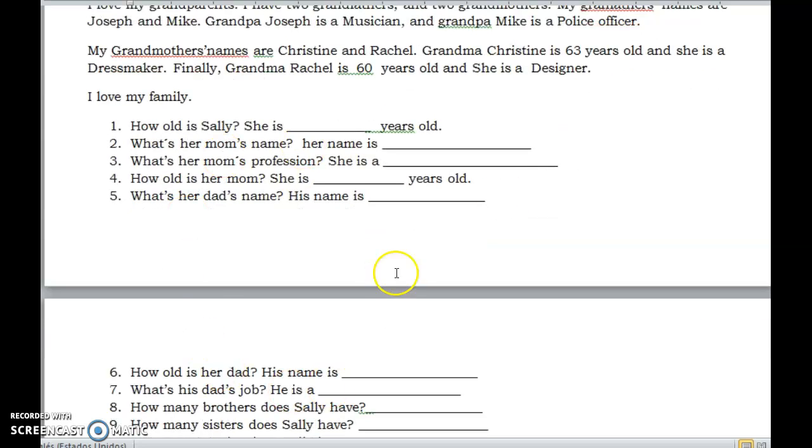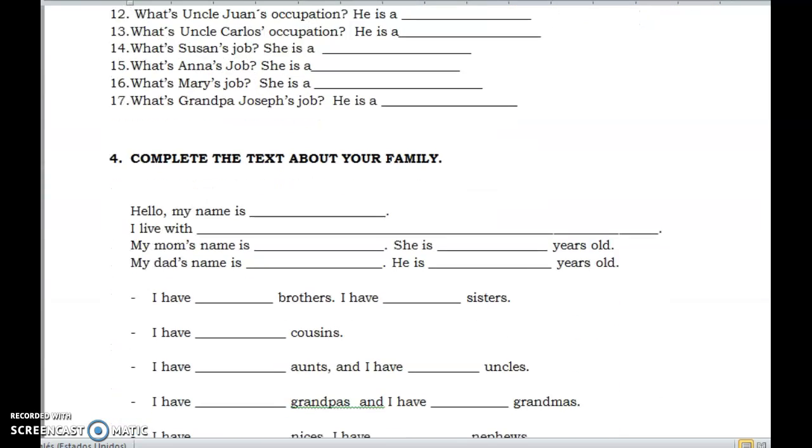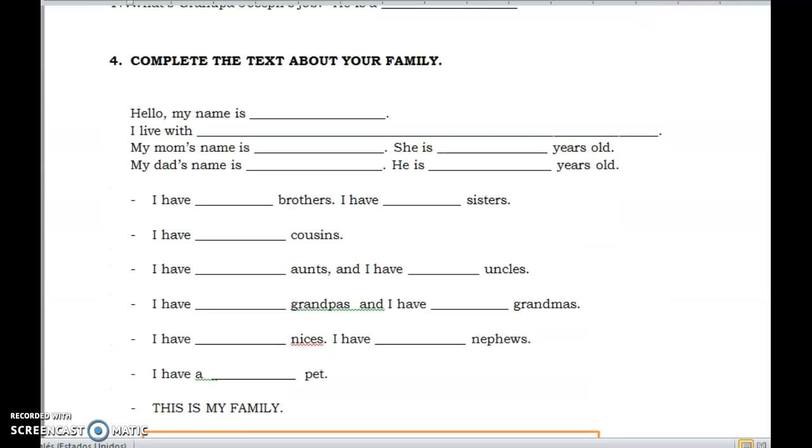Then we need to answer the questions about the reading. And then finally, this is about you. Complete the text about you. Completas el texto acerca de cada uno de ustedes. Hello, my name is, mi nombre es, I live with, vivo con.